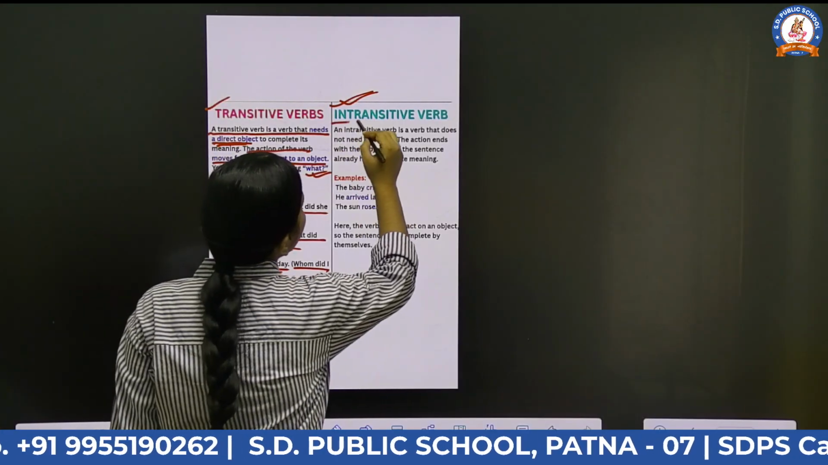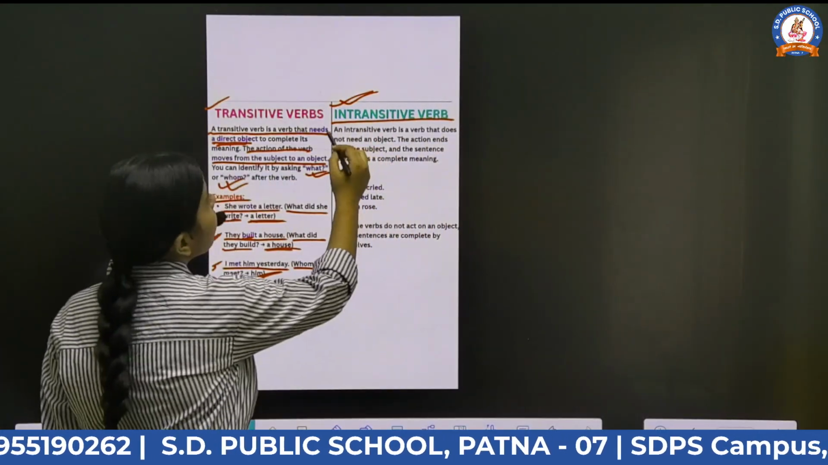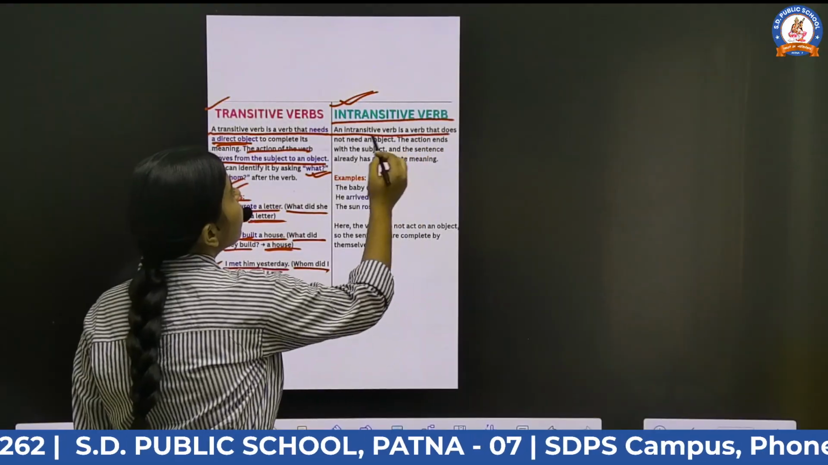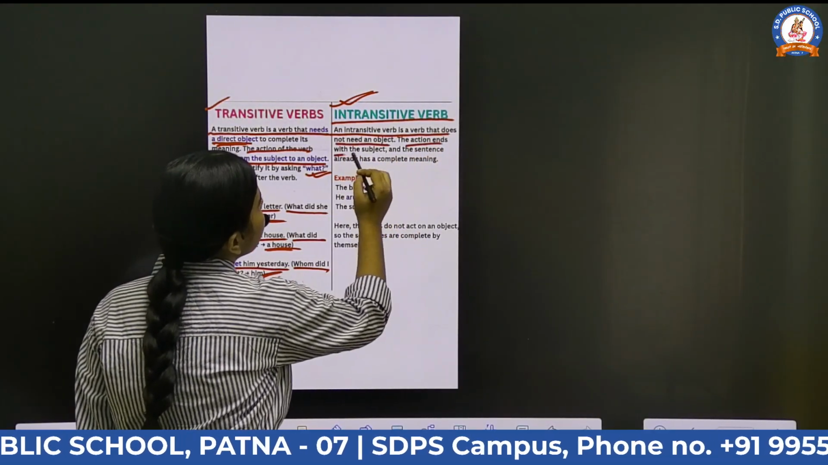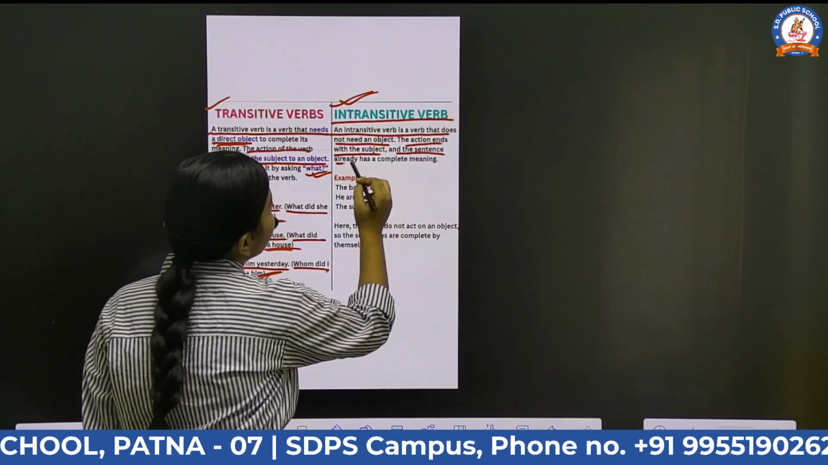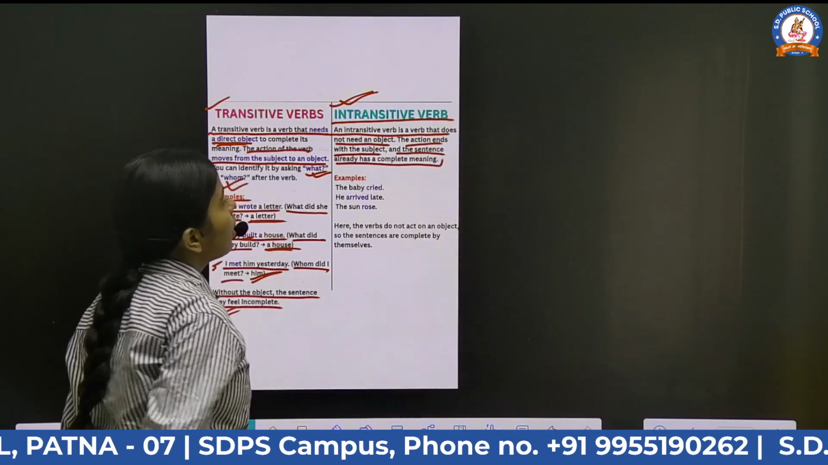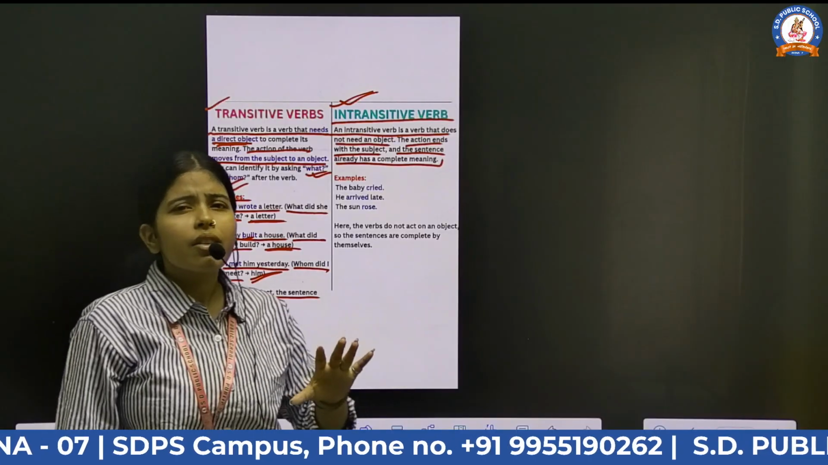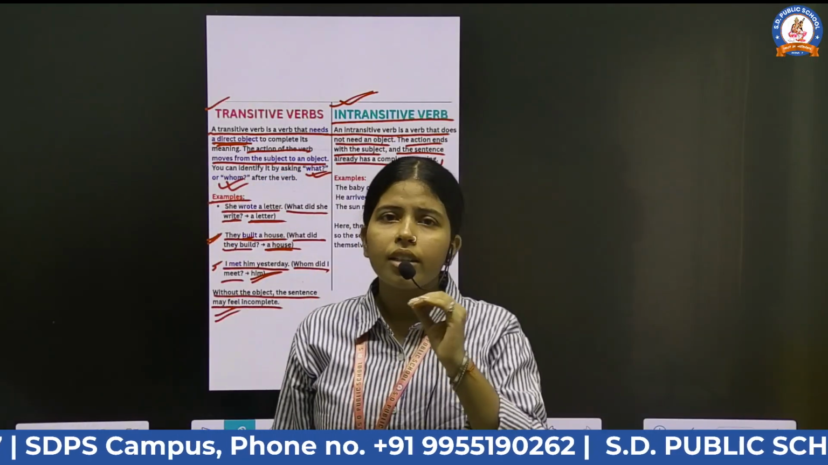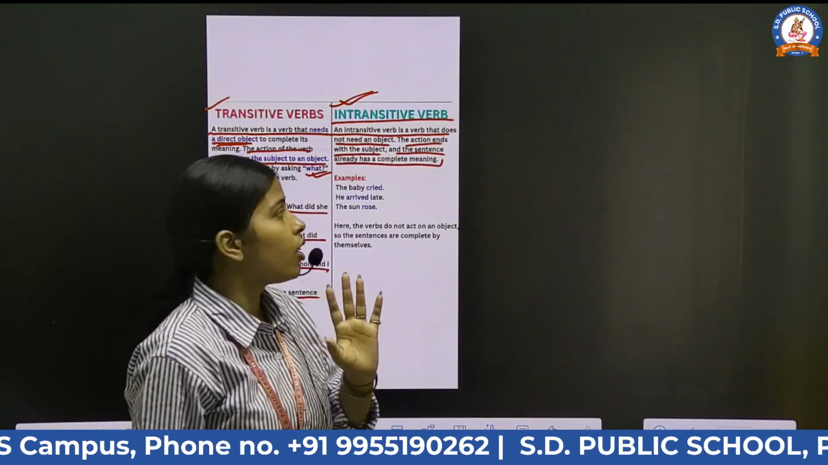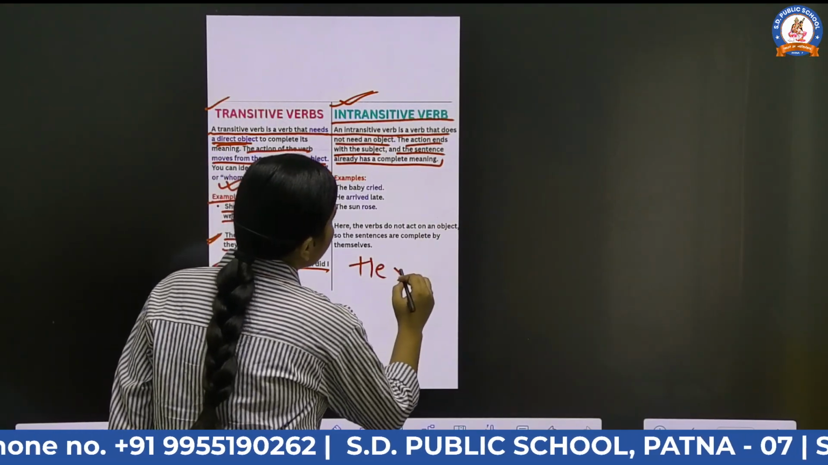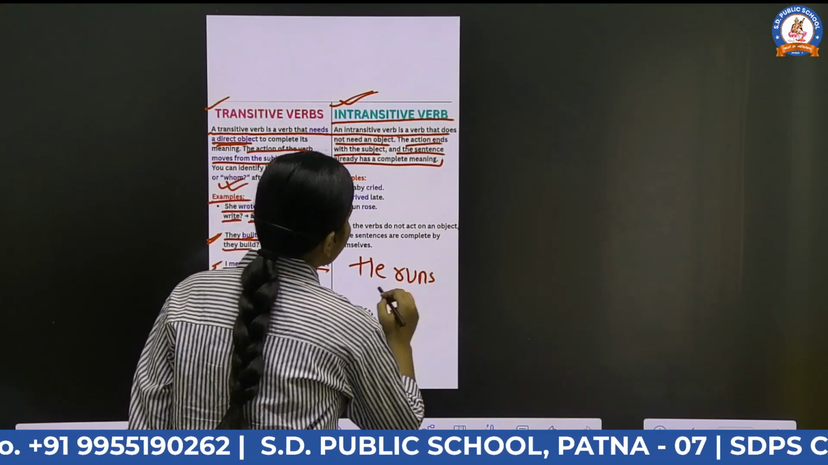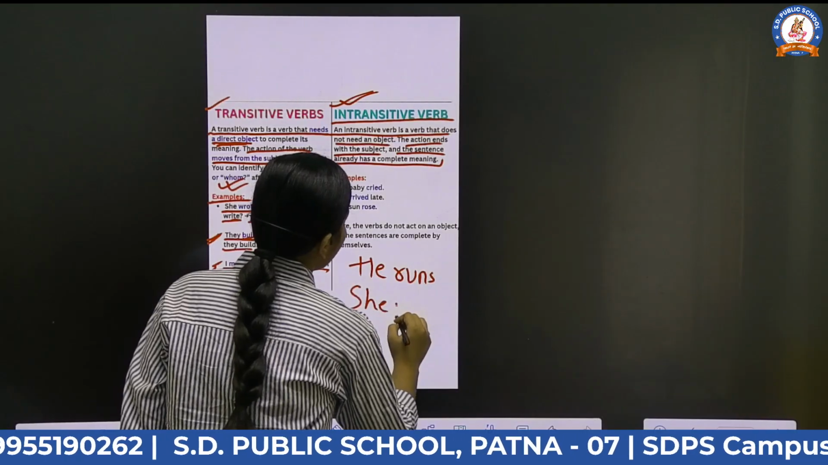Next is intransitive verb. An intransitive verb is a word that does not need an object. The action ends with the subject and the sentence already has a complete meaning. It means what? Intransitive verbs are basically those that do not need any object with them. Okay, like: he runs, she plays.